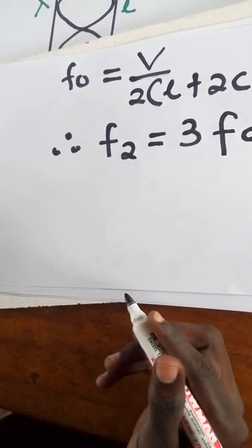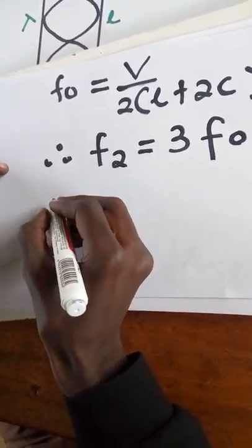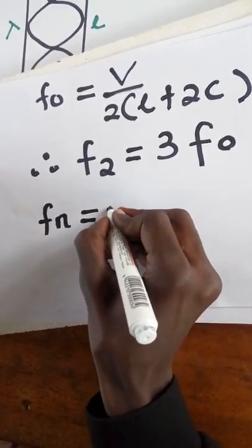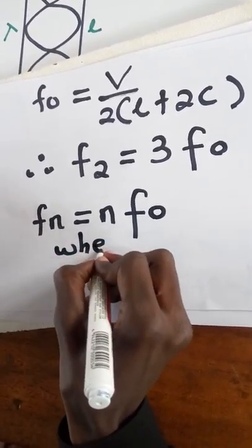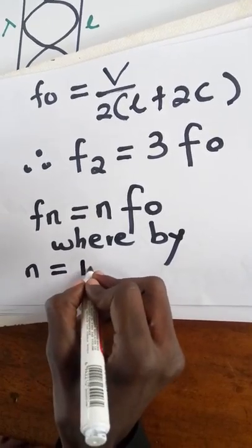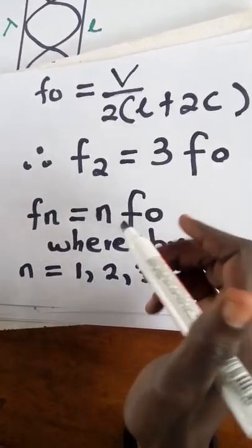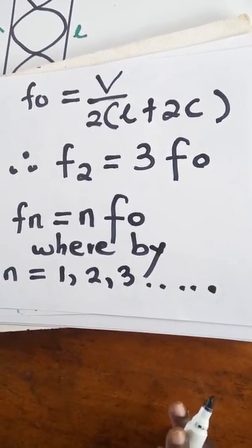So the frequency of the nth harmonic is given by this formula, that Fn is equal to n times fundamental frequency, whereby n is equal to 1, 2, 3, and so on. So this is the general formula for resonance in an open pipe.